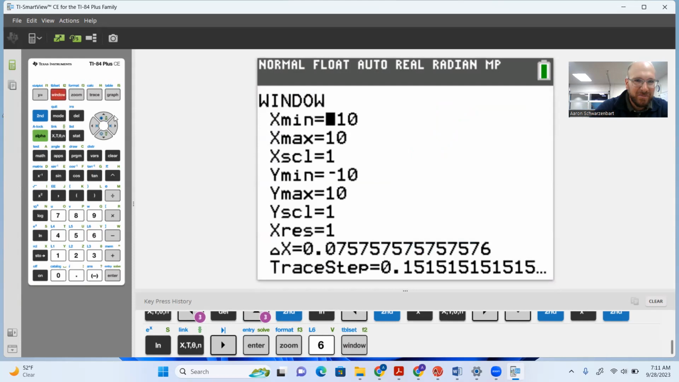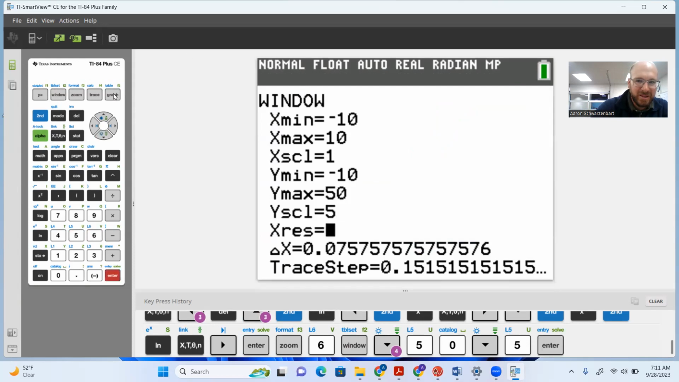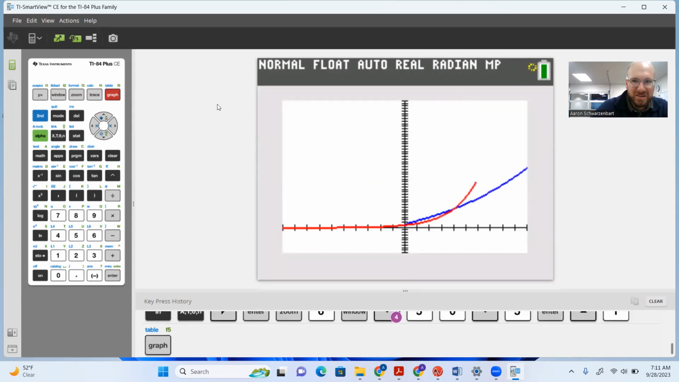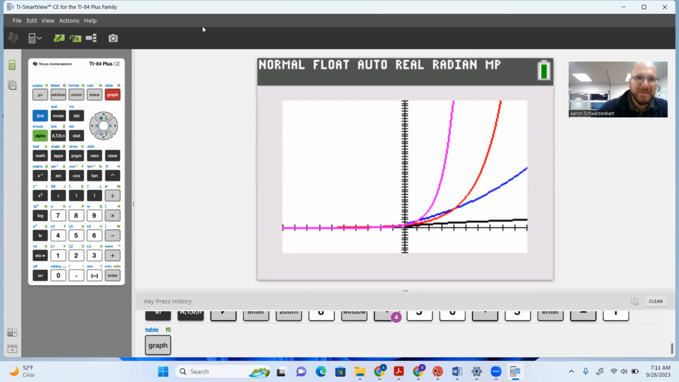I think we'd see that more if I took my y's. I'm going to change my window, make that 50. And I don't like scales of 1, so I'm going to make it 5. I don't like scales of 1, they get too cramped together. Here, I'll show you what the scale of 1 is, and then I'll show you the difference. See, this is very cramped together. Yes, e to the square root of x is growing kind of quickly. It's starting to look more exponential.